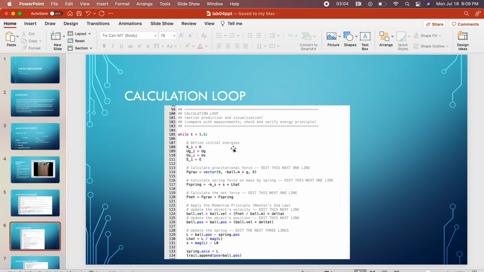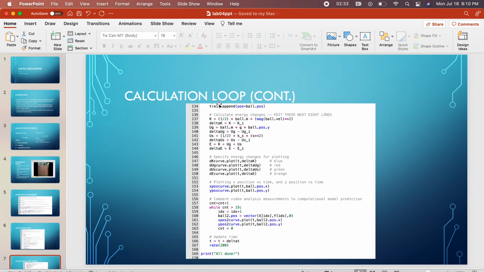Here are the initial energies, and on this one, we calculate the gravitational force. On this line, we're calculating the spring force on the mass by the spring, and then here we add both forces together to create the net force. Here we're applying the momentum principle. That's where Newton's second law comes in, as mentioned earlier. And then of course we're updating the spring position here.